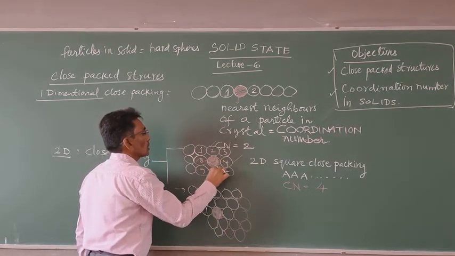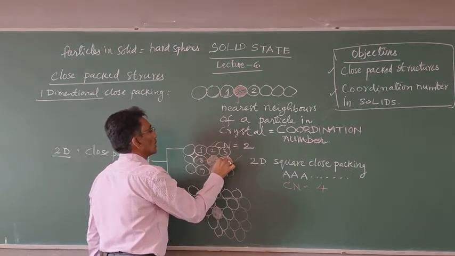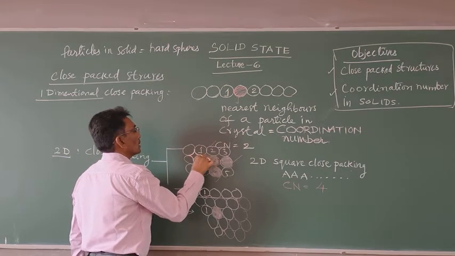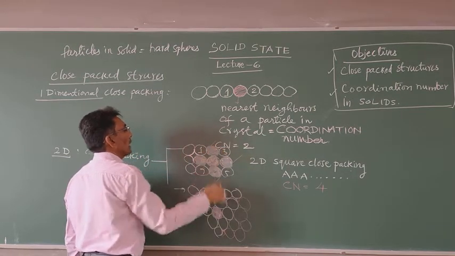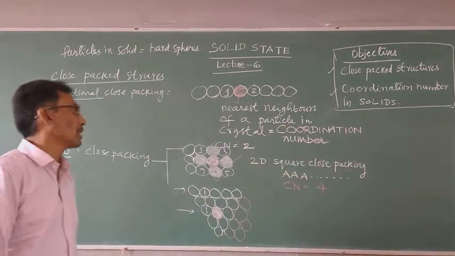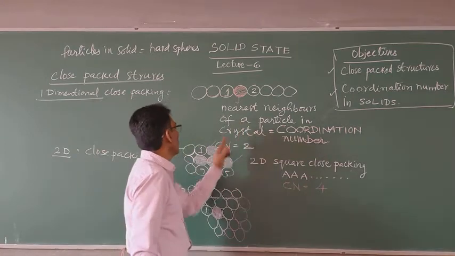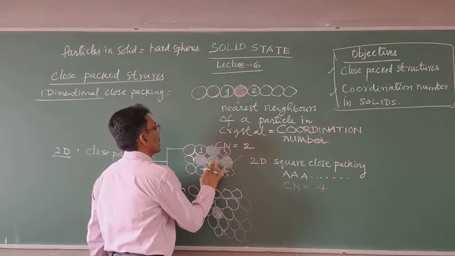Around this one, the sixth one is in contact, the fourth one in contact, the eighth one in contact, and the second one in contact. What are not in contact? 3, 1, 3, 5, 7 are not in contact. Hence, the coordination number is the number of nearest neighbors of a particle. This is the particle selected.